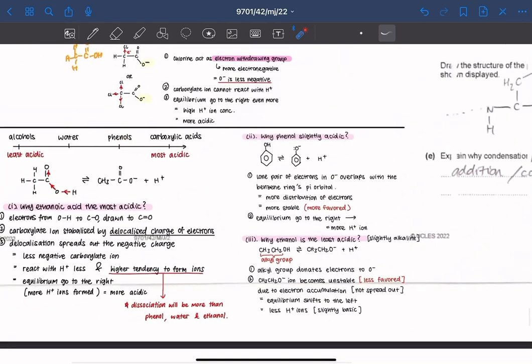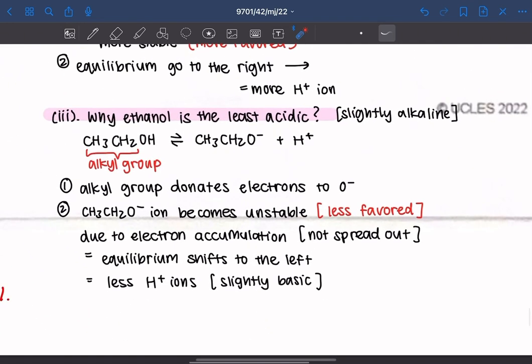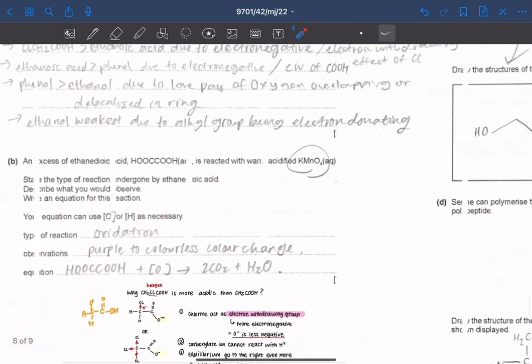In the earlier examples, the ion is the one that becomes stable, but here it becomes unstable, so it is less favored. It's because of electron accumulation, not spreading out of electrons. So equilibrium shifts to the left, and fewer H+ ions are formed, and so it is slightly basic.